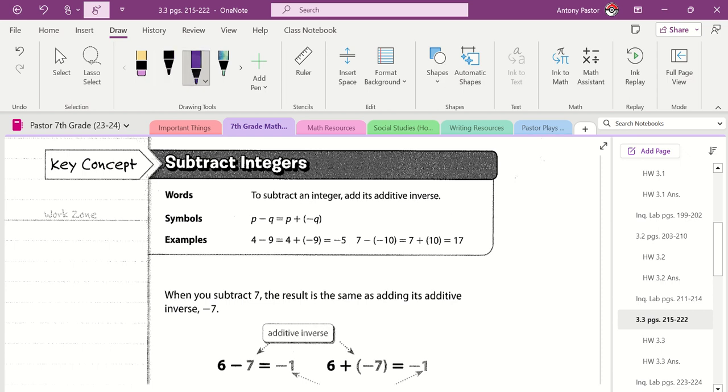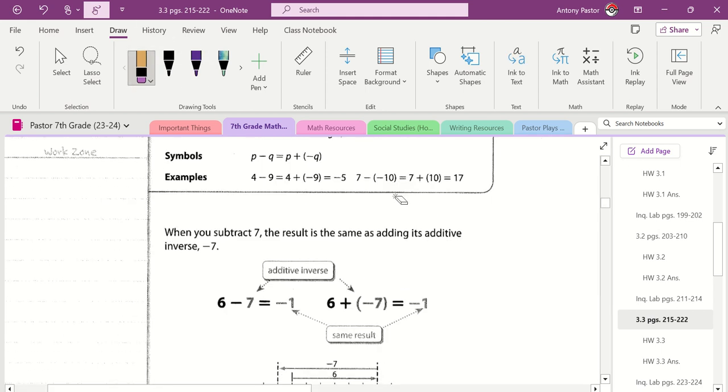Like I taught you last lesson, the plus just goes away here, and it becomes 4 minus 9, which is exactly what we have here. They're the exact same thing. It's important to know that this is known as its additive inverse. Same thing here, 7 minus negative 10 will become the same thing as 7 plus 10, or 17.